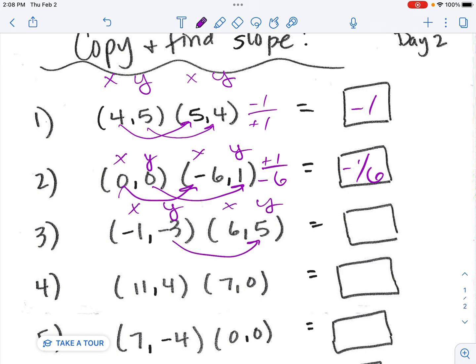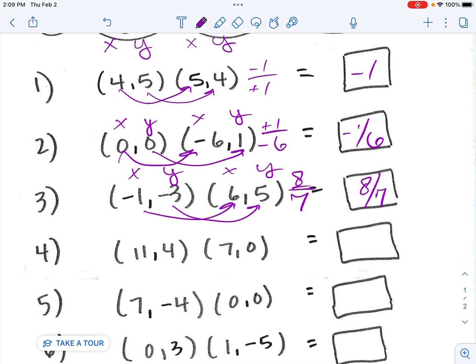Okay, from a -3 to a +5, that is 8 hops to the right, so that is positive. From a -1 to a +6, that is 7 hops to the right, so that is a +7. Do not change this into a mixed number. That does not make sense as a ratio. It's a comparison of two numbers. So you're just going to leave this as 8/7. It is positive and it is in simplest form, so we're good.